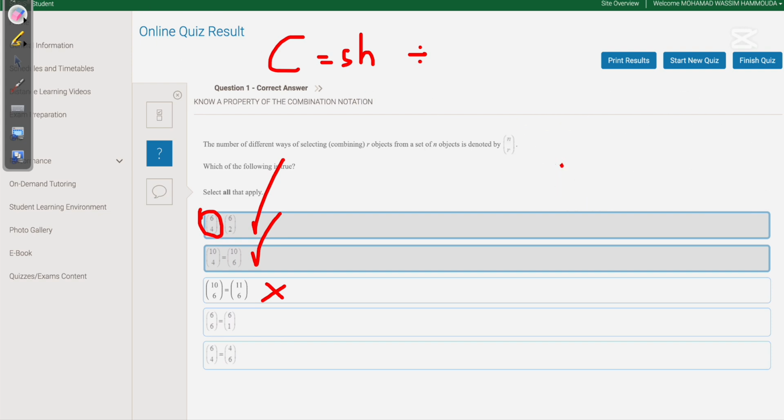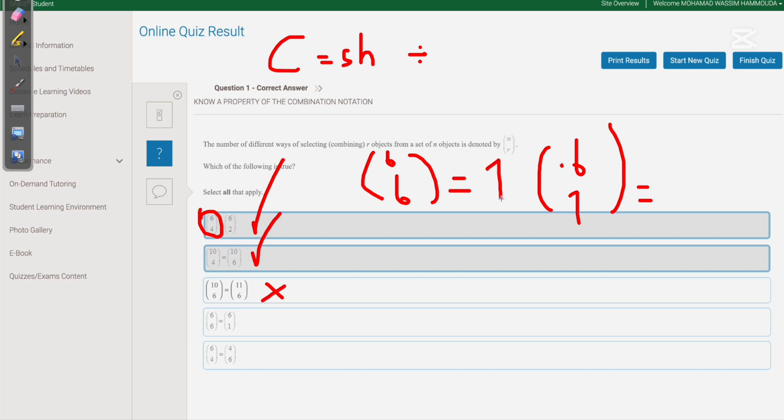Now 6C6 and 6C1. 6C6 is equal to 1, while 6C1 is equal to 6. So this is also wrong.